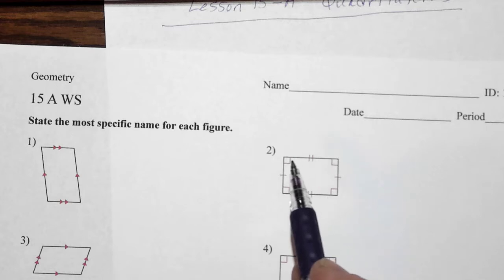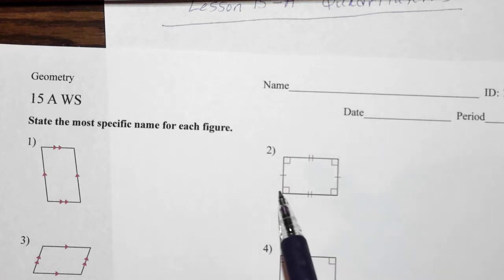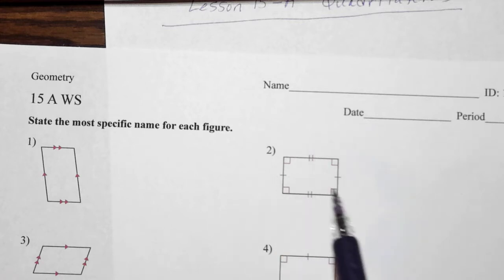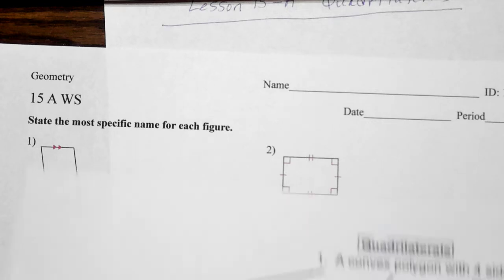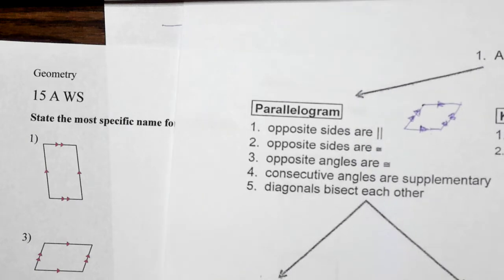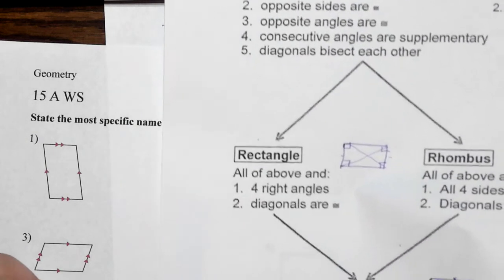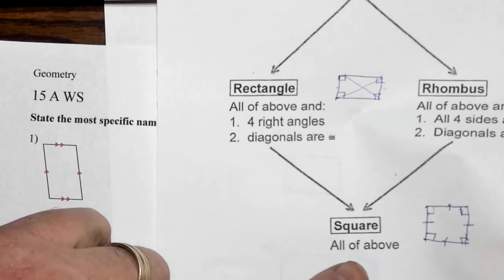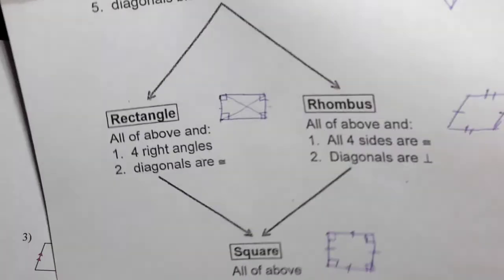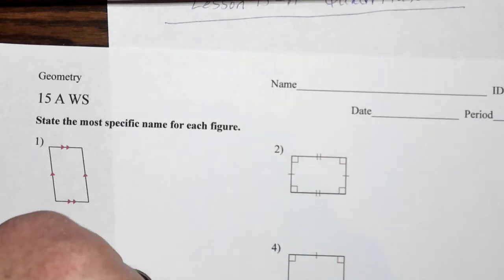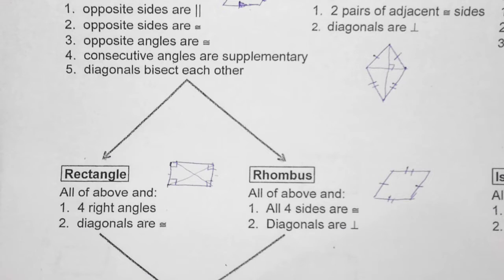So I know that it's got right angles, and I know that this side's congruent to that one and this side's congruent to that one. So if I want the most specific name for that figure, I know that these lines are parallel because they're right angles. And so if I go back to this sheet, I know it's a parallelogram, and the question is the most specific. I'm going to start down here at square. A square has to have four right angles. Well, that has four right angles. A square also has to have all four sides congruent. This one, not all four sides are congruent. So you just work your way up from here. It's not a square.